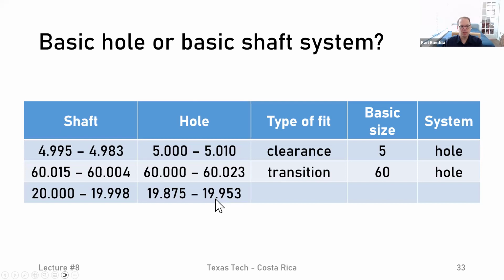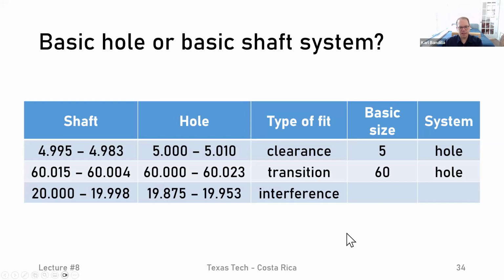Again, we would be doing 19.953 minus 19.998, and that's negative. We don't have to know exactly what the number is in this case; we just need to know it's negative. And we can say that 19.875 minus 20 is also a negative number. So it's really fast to do, and so we can say it's interference.